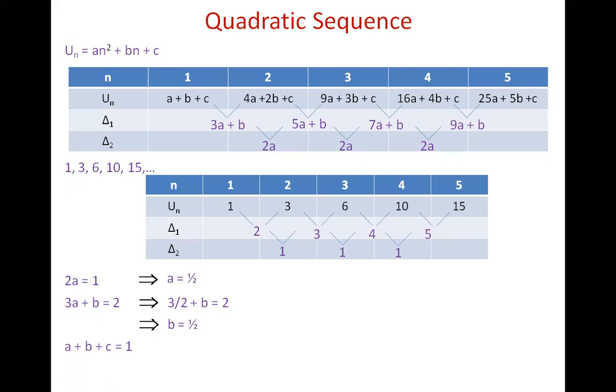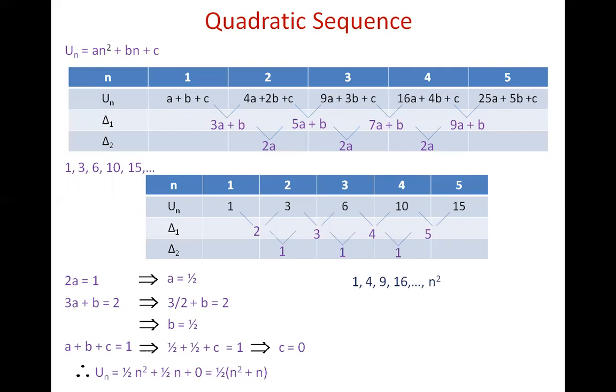Now the first term of un is a plus b plus c. Here in the sequence it is 1. So a plus b plus c equals 1. Substitute a value 1 by 2, b value 1 by 2. So 1 by 2 plus 1 by 2 is 1. 1 plus c equals 1. So c equals 0. Now we can write the general rule. The a value is 1 by 2, the b value is 1 by 2, the c value is 0. Therefore, un is half times n square plus n.